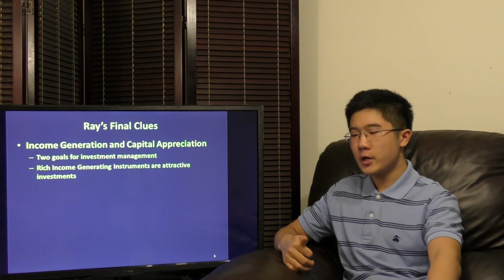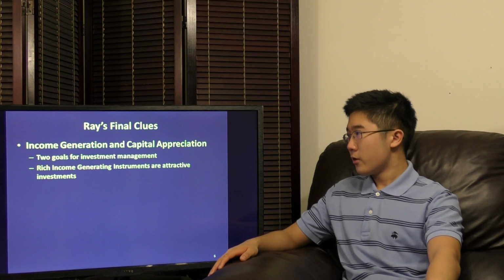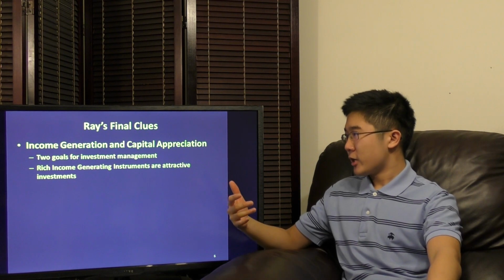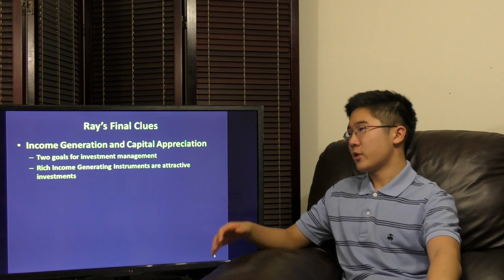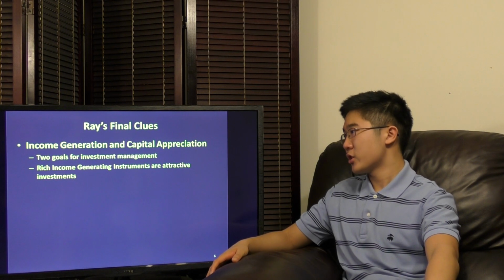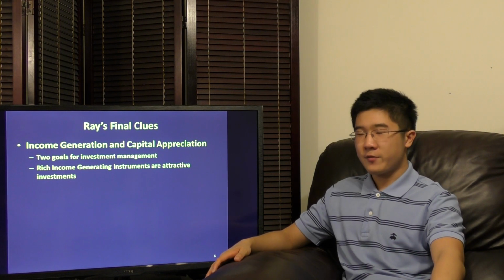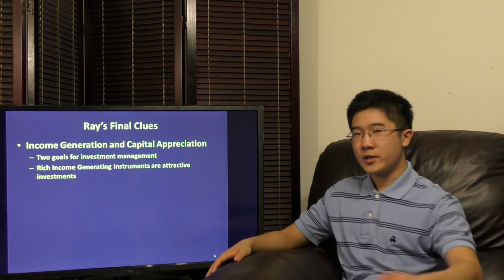So for our final clues, income generation and capital appreciation, just financial wealth in general, there are basically two goals: from the balance sheet, increasing assets, and from the income flow, having passive consistent income generation. And so rich income generation instruments are always attractive investments because they consistently provide a guaranteed income for you at a consistently increasing rate.